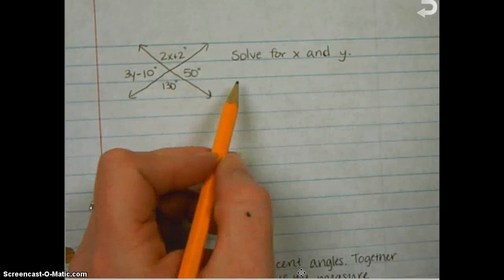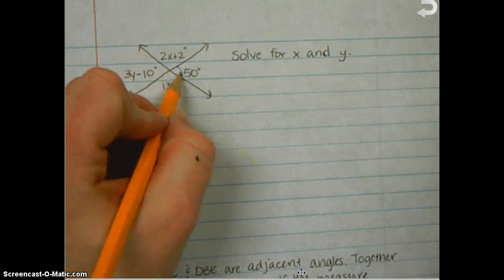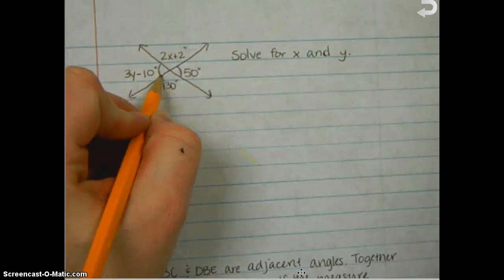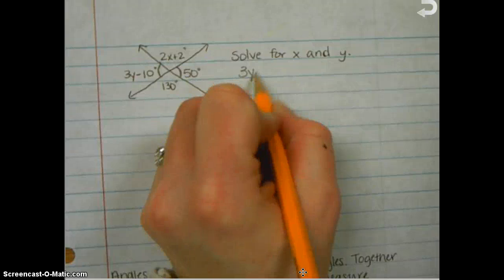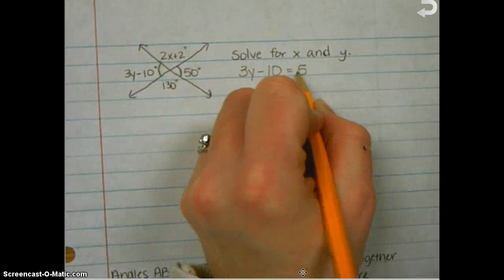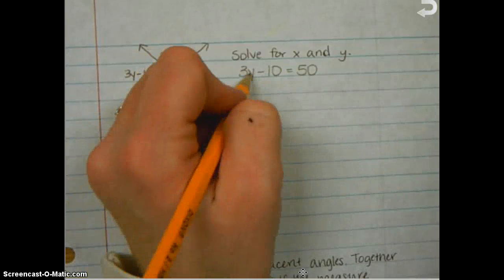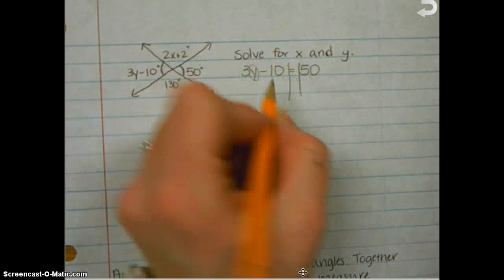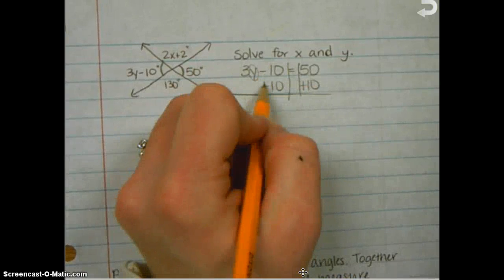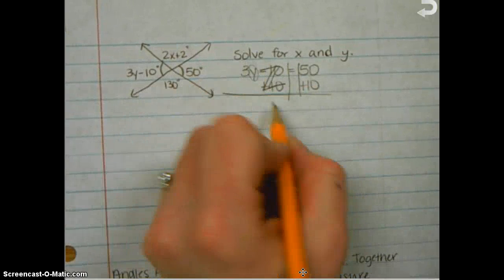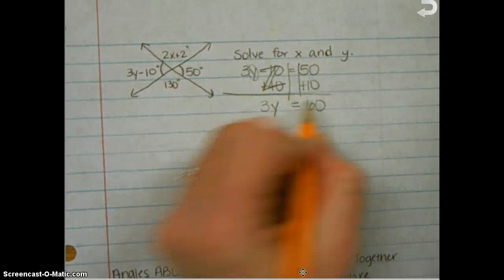Now here you have to know that vertical angles are congruent. This angle and this angle are congruent, meaning it's equal. So 3 times y minus 10 is equal to 50. This is a 2-step equation, I can easily solve for y. I add 10 on both sides, and I do that so 0's your hero, cancels out, I'm left with 3y. And that's equal to 50 plus 10, which is 60.